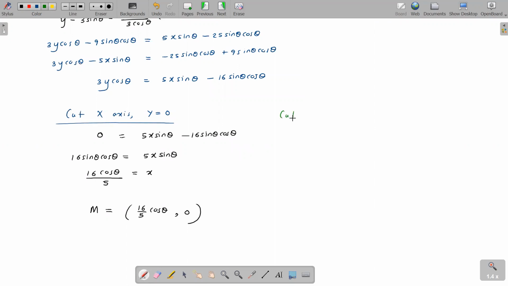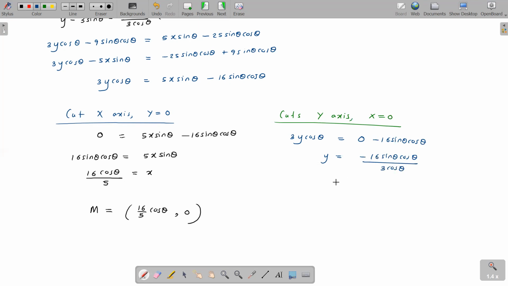This same line cuts the y-axis at N, right? When you cut the y-axis, x is 0. When you put x as 0, what do you get here? 3y cos theta, the 5x sin theta with x as 0, minus 16 sin theta cos theta. Are you guys with me? So what do I get here? y equals minus 16 sin theta cos theta over 3 cos theta. Is that okay? So I get here y equals, cos cancels cos, minus 16 over 3 sin theta.